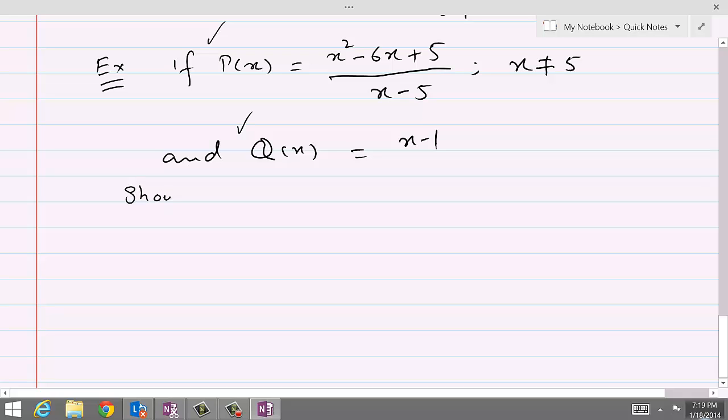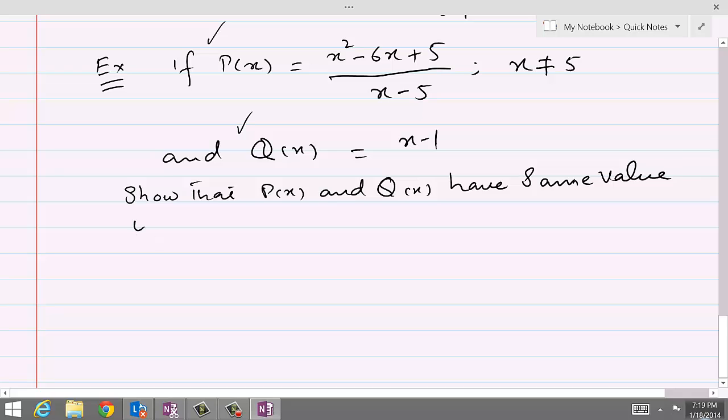Show that p of x and q of x have same value when x is equal to 2. In fact, we are going to calculate p of 2 and q of 2. That's what we mean by that p of x and q of x have the same value when x is equal to 2. Therefore, let's calculate p of 2 and q of 2.